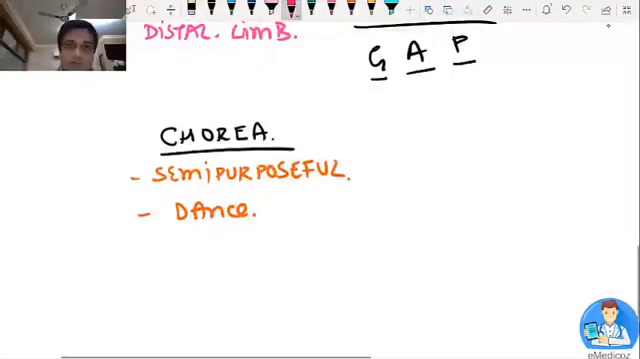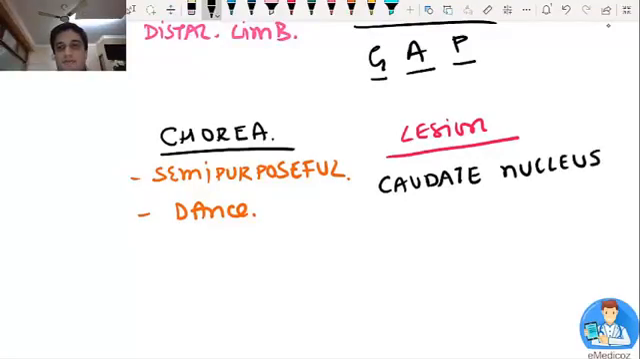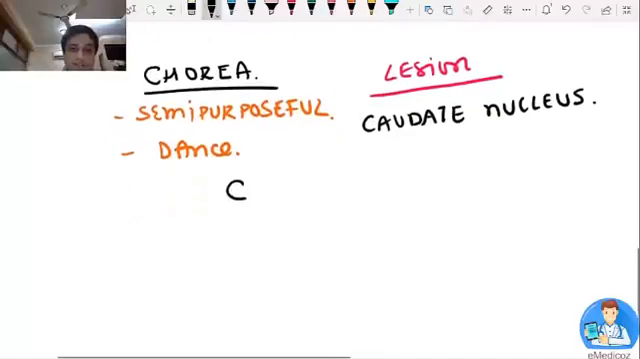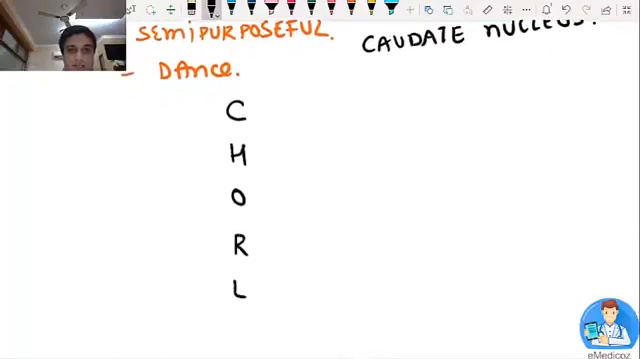Now, to cause chorea, remember this very important thing. The lesion is somewhere in the caudate nucleus. C for chorea and C for caudate nucleus, that we know. This is how we can remember it. Okay, but it's a very important topic, that chorea occurs due to various reasons and causes. The causes of chorea are this. If you look at the causes of chorea, it's coming like a chorea to me.